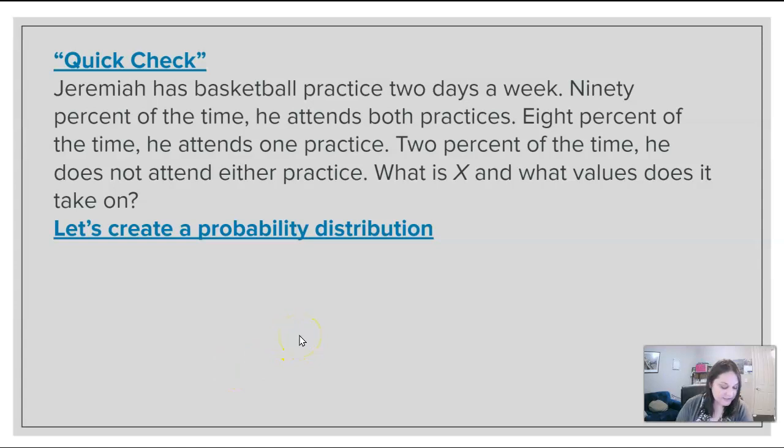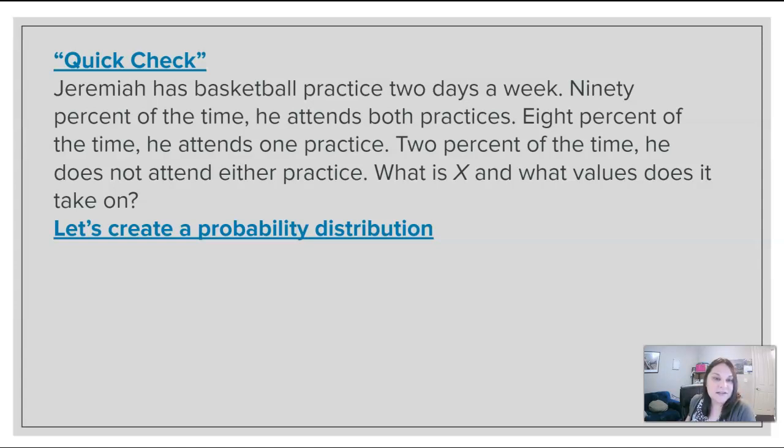Like I said, I want you to be able to create your own probability distribution. I'm asking you to take notes this week for this section, instead of infusing the quiz questions. And so try to do this independently, on your own. Maybe pause the video and then watch me do it. But this is a quick check to see how you're doing with this section.